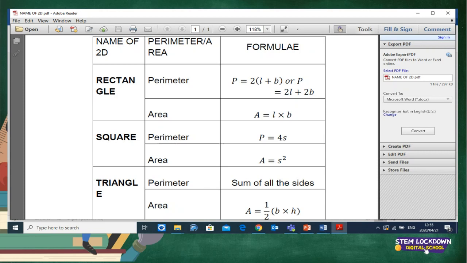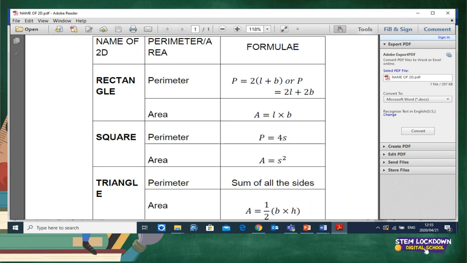As you can see, the perimeter of the rectangle is calculated like this: you have 2L plus 2B. In other words, 2 times the length and 2 times the breadth. So you add all the sides together to get the perimeter. And of course, the area of the rectangle we have already discussed. We said that the area of the rectangle is length times breadth, so L times B will be your area.